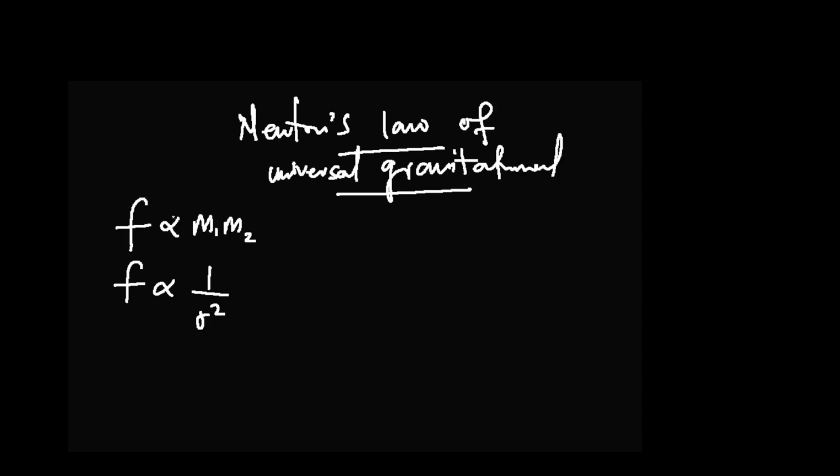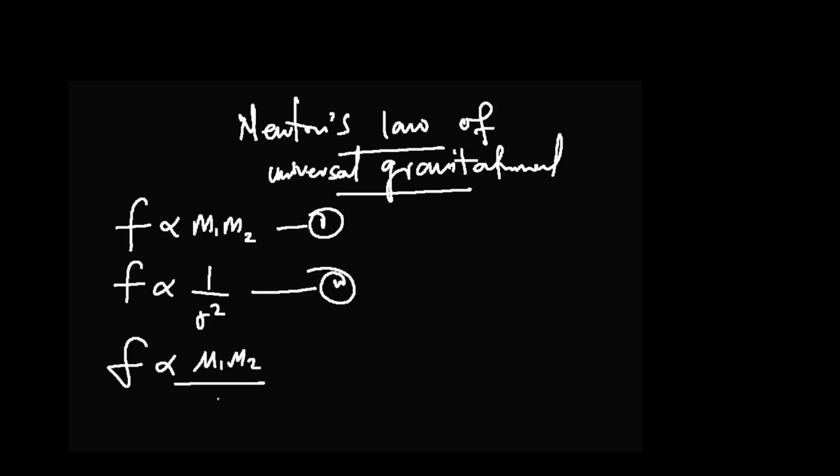Now, let us combine this. This is the first statement of the law, and this is the second statement of the law. If you combine them together, you have that F is proportional to M1 M2 over R squared. Then we can conclude, by removing the proportionality sign, that F is equal to G M1 M2 all over R squared, where G is the gravitational constant. That means it has a constant value that will not change.